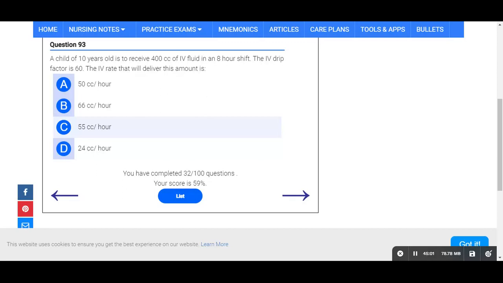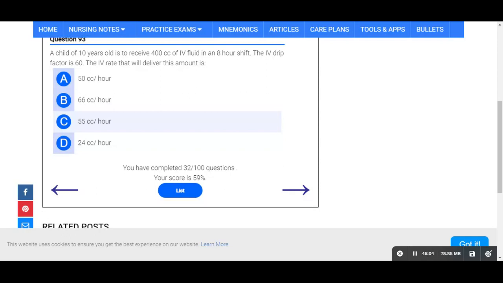A child of 10 years old is to receive 400 cc of IV fluid in an 8-hour shift. The IV drip factor is 60. The IV rate that will deliver this amount is, okay, 400 cc. Okay, let's try to use a calculator. I'm going to use my desktop for it. I actually have a calculator, I wonder where it is now, to be honest. I can't seem to find it, but anyways.